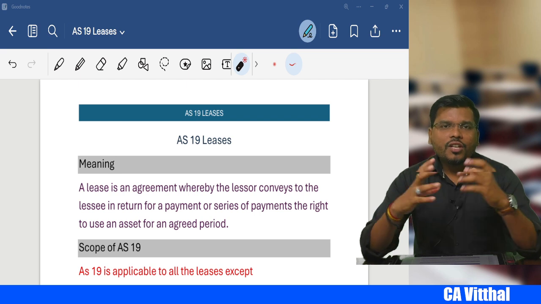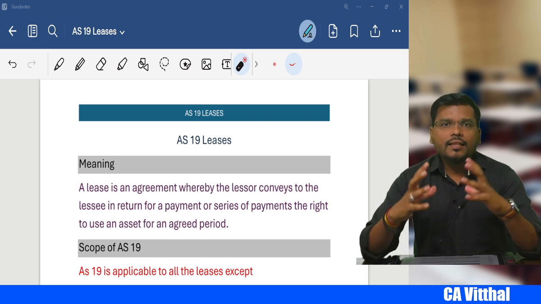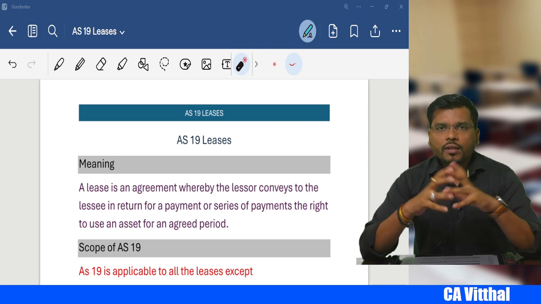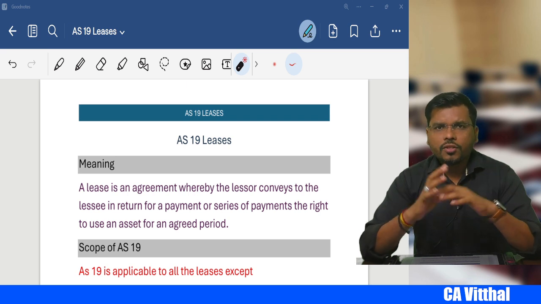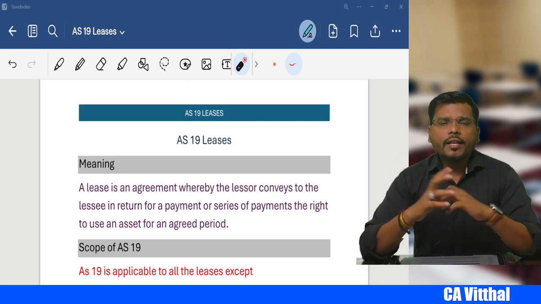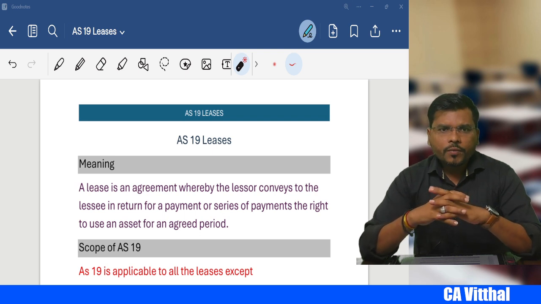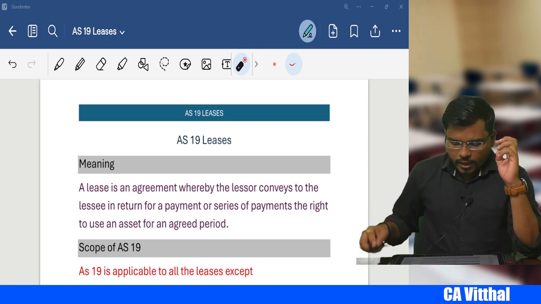Today we are going to revise the most important AS, that is AS 19 Leases. This AS is very important from the exam point of view for financial accounting, right? In each and every exam, generally we have seen that you will get one question for 7 marks, right? So you must watch this video before going to the exam. So let's start, my dear students.